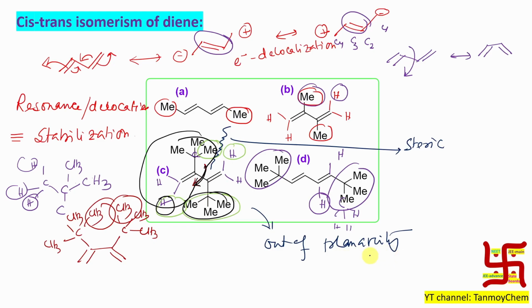Because of this out of planarity, there is no resonance between the two C=C double bonds. That was the main factor for the stability of this diene conjugation. So that is actually lost.